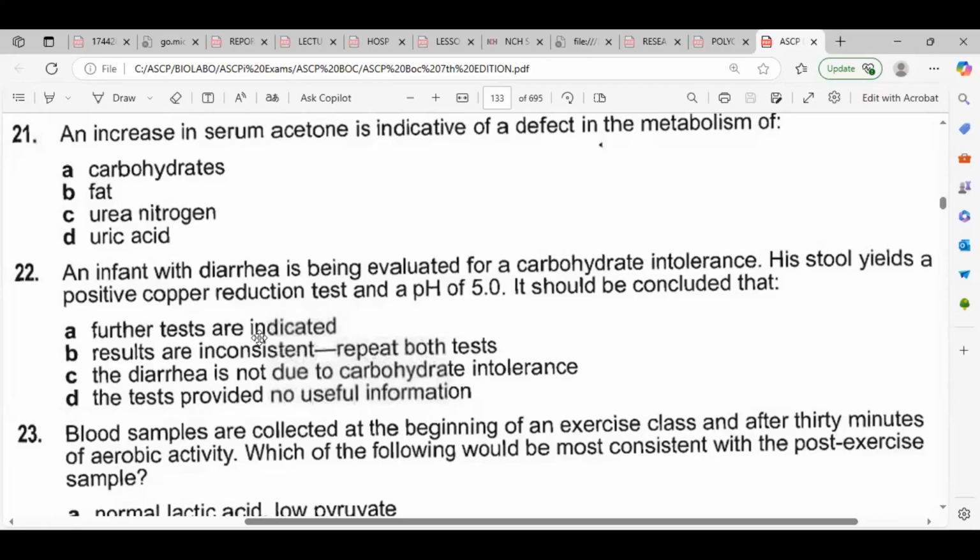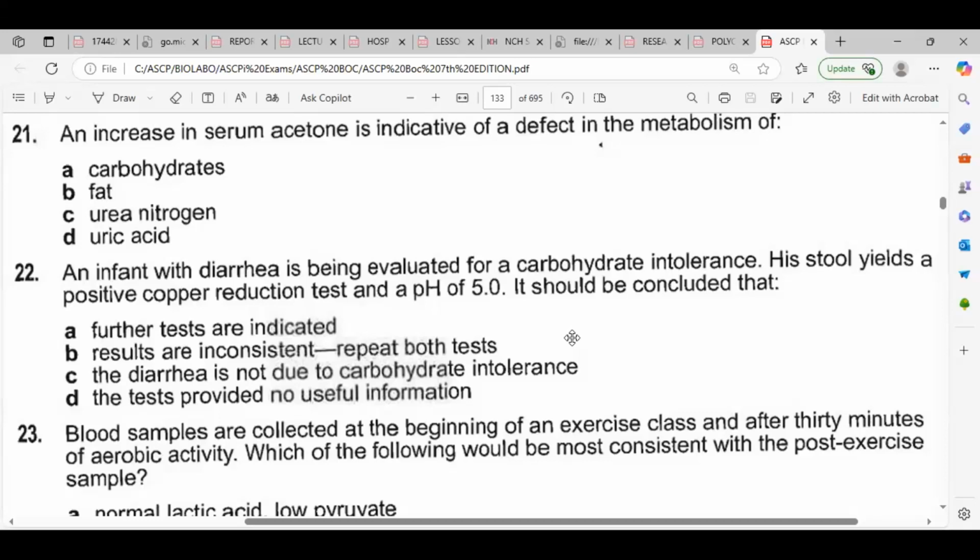Yes, Oliver, what you are saying is correct, but we know that a pH of 5 is of course acidic. When you are doing the copper reduction test, which is called the Fehling test, we add sodium hydroxide to achieve an alkaline pH. So the pH of 5 was the stool pH, not the test pH.